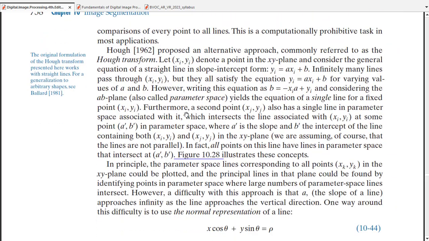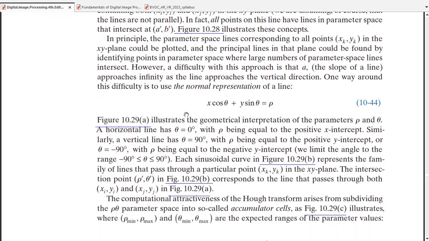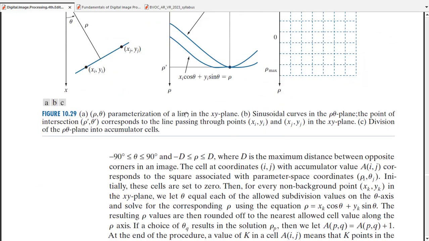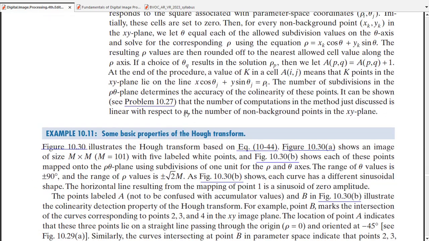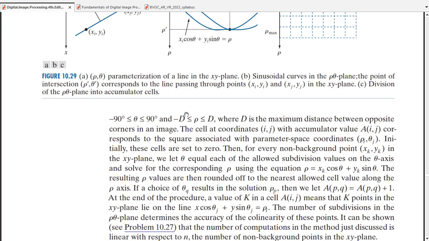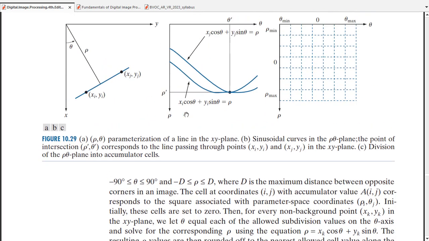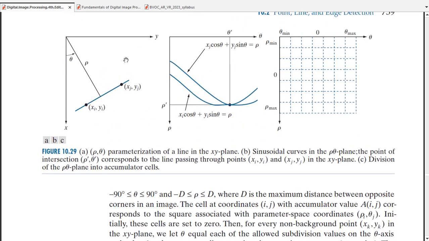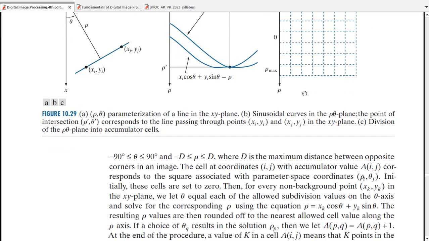Some algorithms of transform work with the help of these edge detection techniques. Another is sinusoidal curves, with the equation x_j cos theta plus y_j sin theta equals rho. This is the sinusoidal application on the plane information.